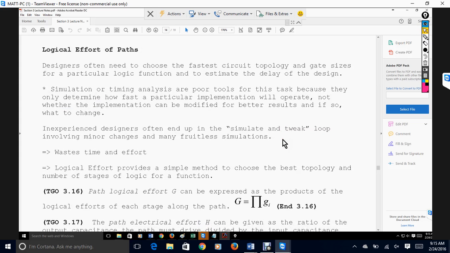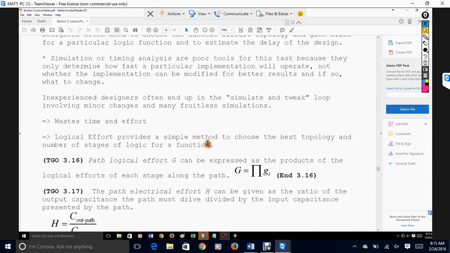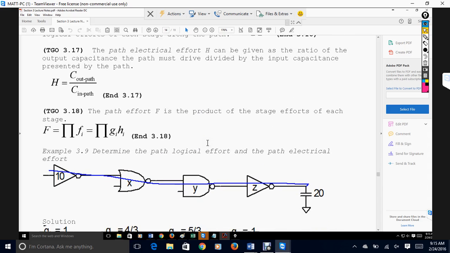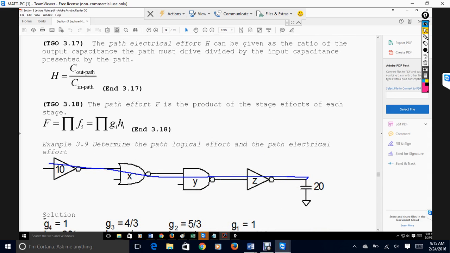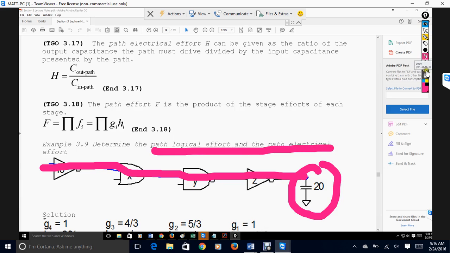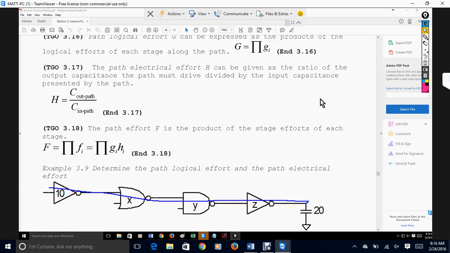So, logical effort of paths. What happens when you have multiple gates along a path? I'm going to scroll down really quick and show you this diagram. What happens when you have a situation like this? We have some sort of output capacitance of 20, and we have an inverter, a NOR gate, a NAND gate, and an inverter. We're trying to figure out the path logical effort and the path electrical effort in this case. In order to actually figure that out, let's do some definitions first.